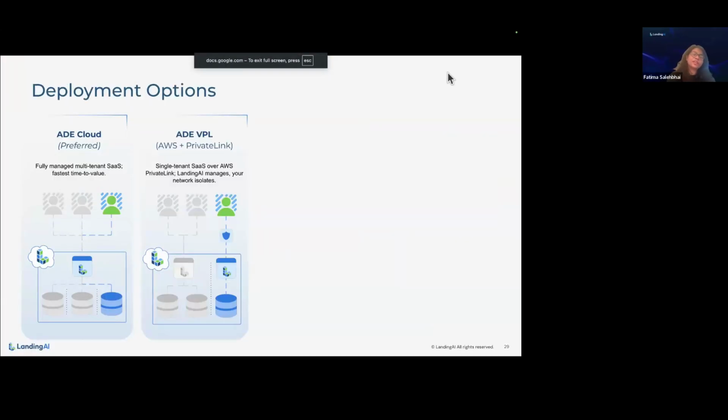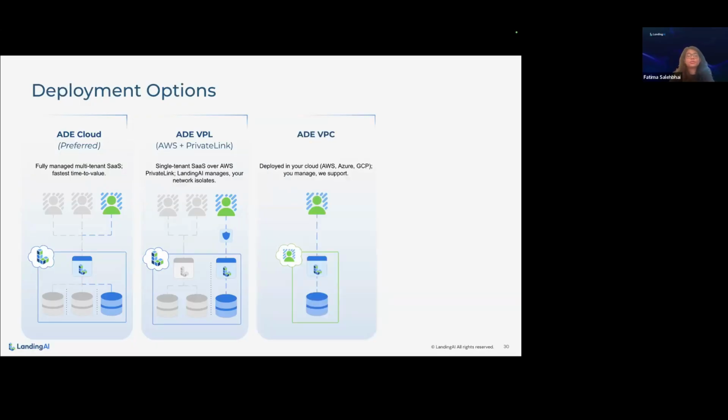If this still doesn't work for you, we do have other private deployment options, and one of them is VPL, virtually managed private link. It's a single tenant SaaS platform with AWS currently, where Landing manages the deployment, but it is separated out and only just for you. And then we have the most advanced option, which is VPC, which is fully managed by you. And we do have availability across the major cloud providers: AWS, Azure, and GCP.